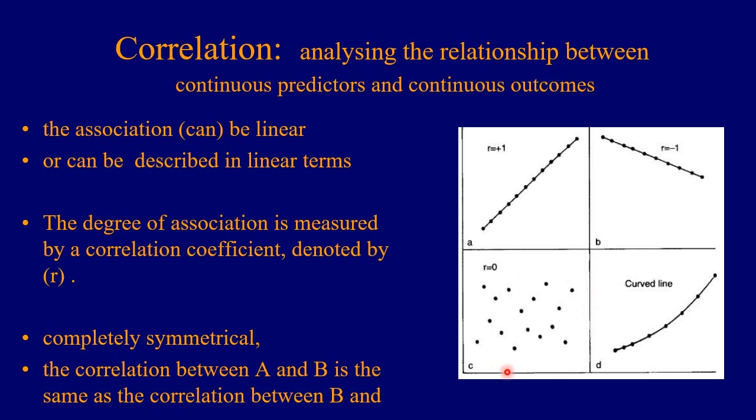Just a scatter of different plots here that you cannot draw a straight line for. So there is no association here. There is a curved line association here. There is a positive association here, and there is a negative association here.